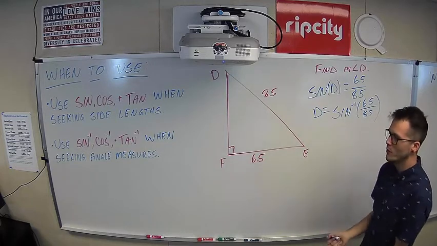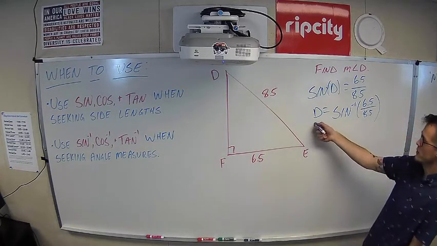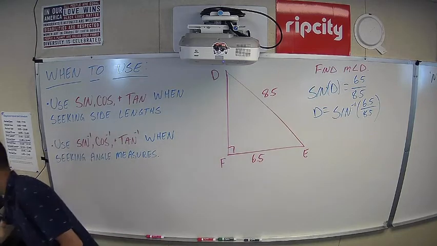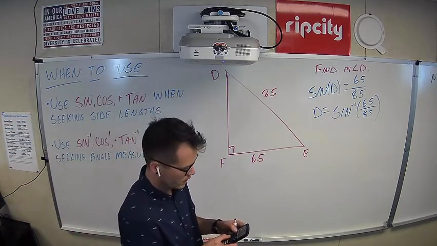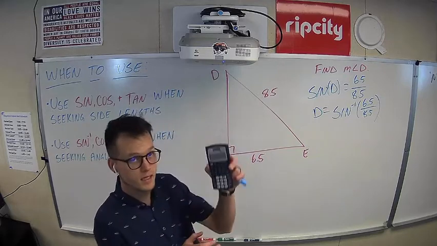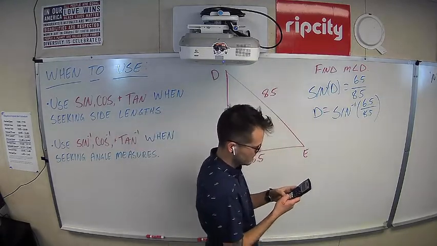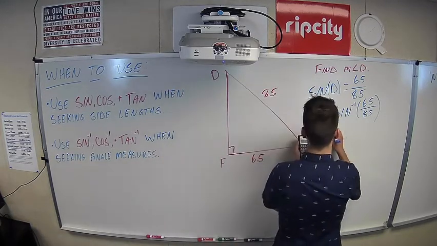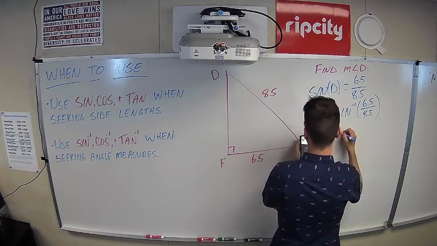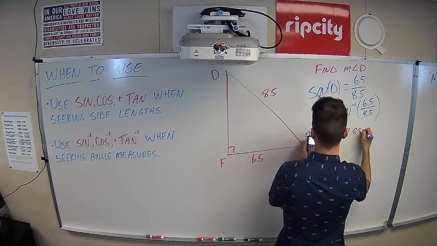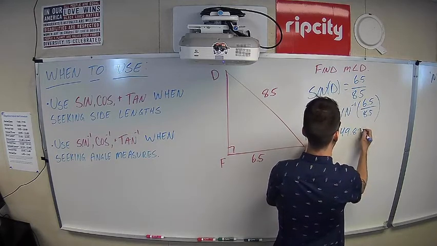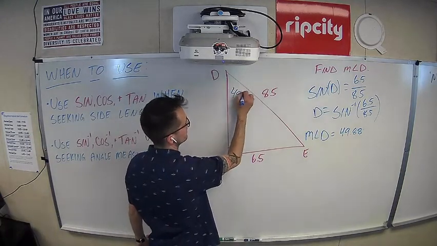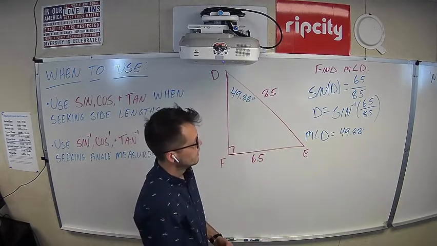And now we just have a game of pressing the right buttons on our calculator. So we know that the measure of angle D equals the inverse sine of this ratio right here, 6.5 over 8.5. So again, calculator, pressing the inverse sine, make sure it has that -1 on there. And I'm typing in 6.5 divided by 8.5. And I learned that the measure of angle D is 49.8988 degrees, just about 50 degrees. There it is.